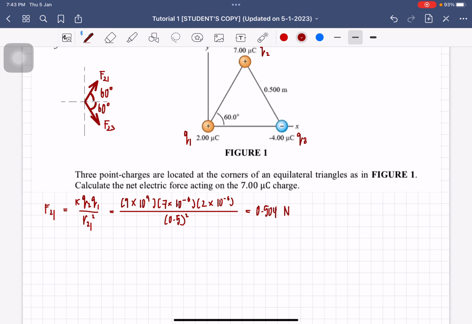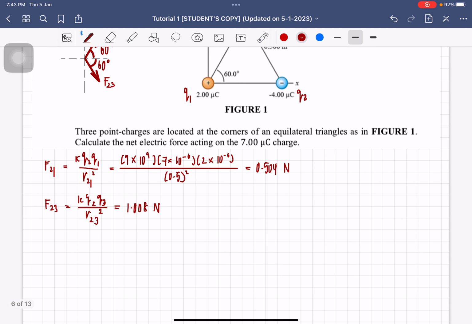0.504 Newton. Okay, and then for F23, do the same thing, just change the Q1 into Q3 as well as the distance, though it's not really a problem because all of the distances are 0.5 meter. And this one you will get 1.008 Newton.